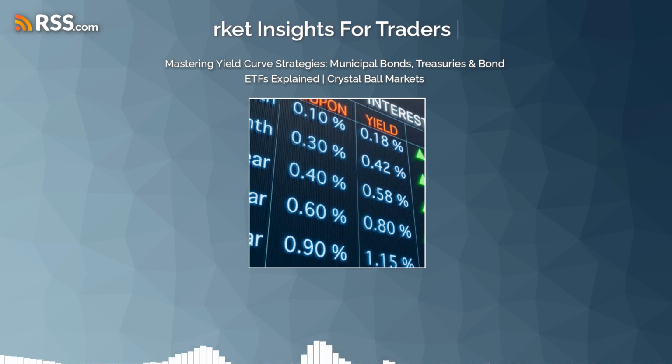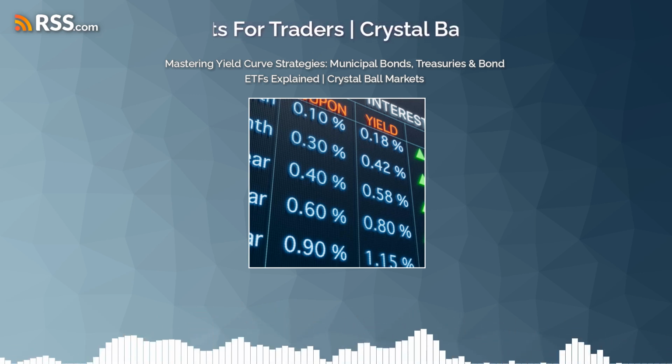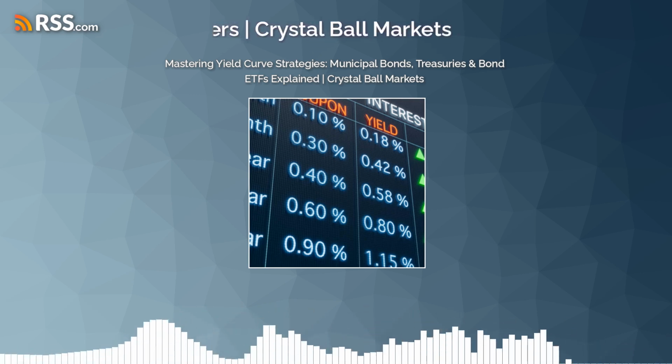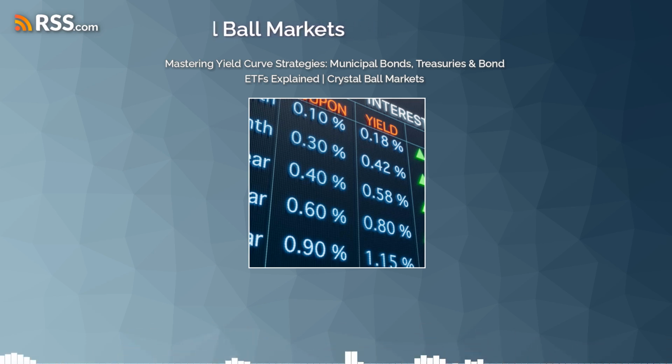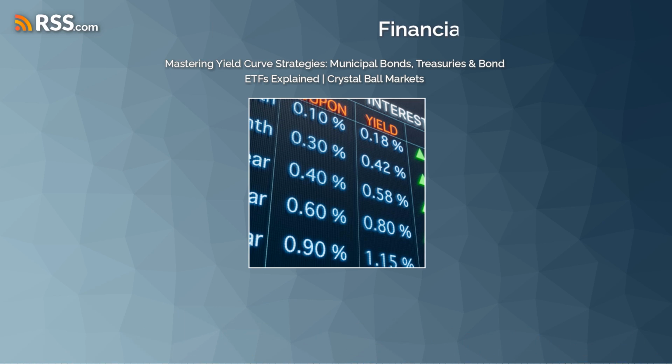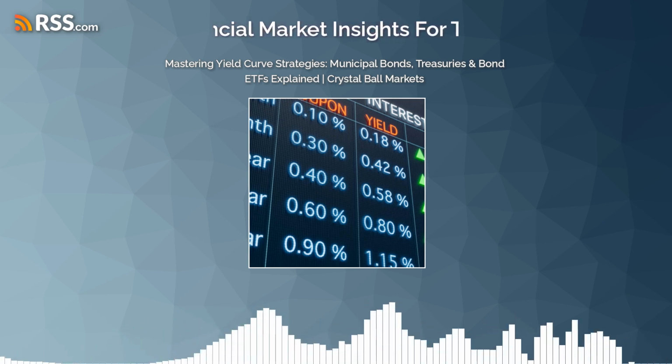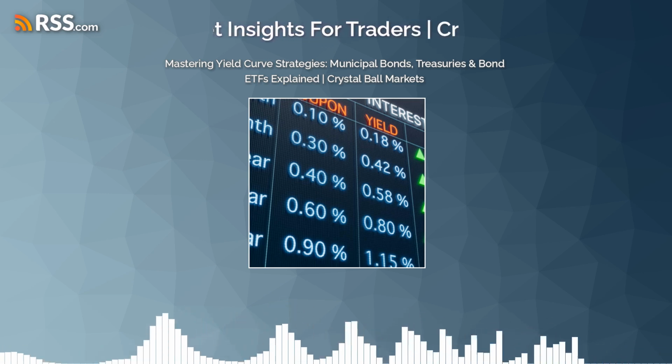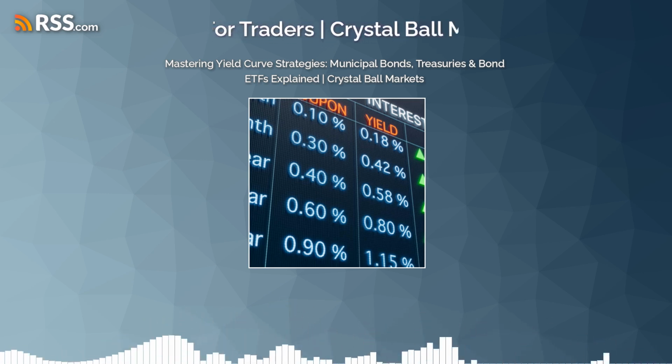But sometimes things flip. You get a flat yield curve, where short-term and long-term bonds pay about the same. That signals uncertainty. And then there's the famous inverted yield curve. Short-term yields actually exceed long-term ones. Historically, that's been one of the most reliable indicators of an upcoming recession.